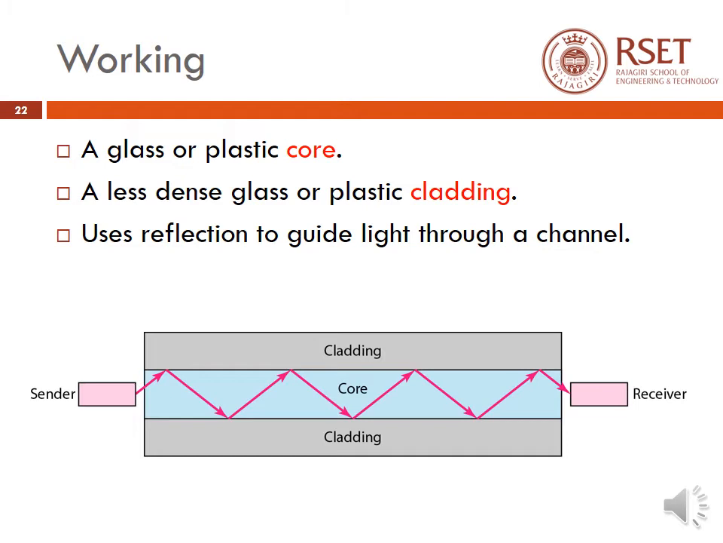And as mentioned in the previous slide, fiber optic cables make use of the property of reflection to guide light through a channel. So in this diagram you can see the sender will send out a signal in the form of light, and it uses the property of total internal reflection. That is the third case. That is, the angle of incidence will always be greater than the critical angle of the surface, so that the light will get reflected inside the core itself, and like that the light will travel towards the receiver. This is how the light is passed through fiber optic cables.